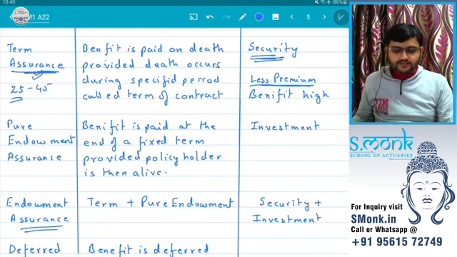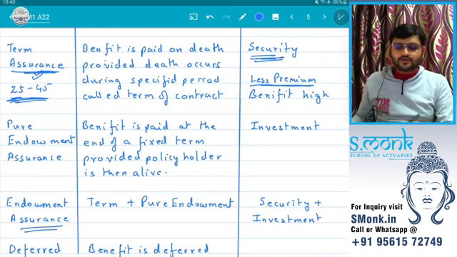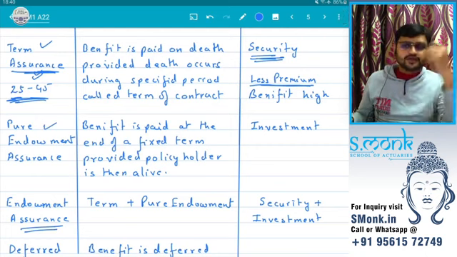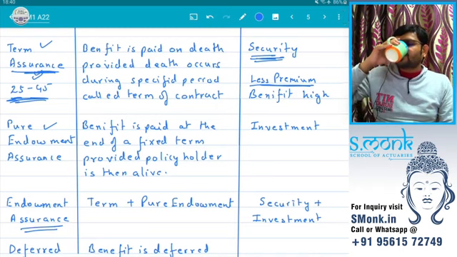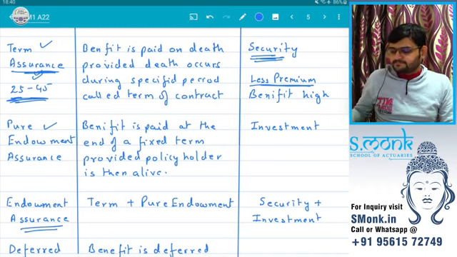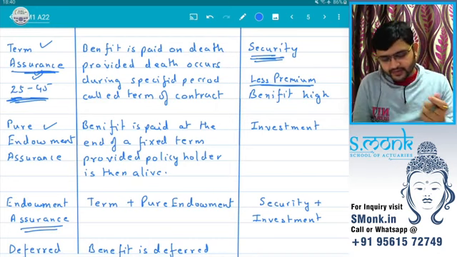Endowment policy, definitely the premium would be higher. Rather, the premium would be the addition of both of these premiums. So at the same age, if you calculate the premium for term assurance and the premium for pure endowment, the premium will be much higher than a term assurance premium, and we'll be doing that. And then the premium for endowment assurance will be the addition of both the two.